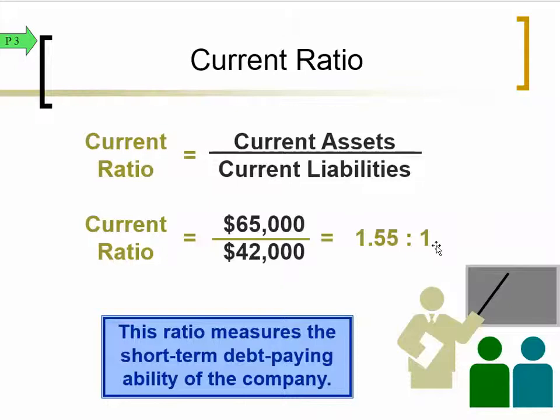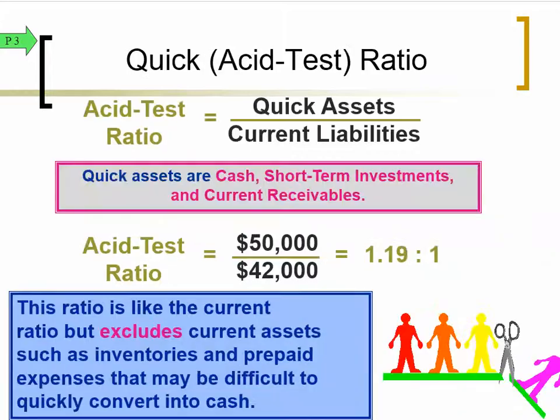A higher number here is going to be better. I've seen recommendations anywhere from 2 to 1 to 1.5 to 1. So again, a company needs to make sure they have more current assets than they have in current liabilities. Those are debt obligations that are going to be due during the current year.